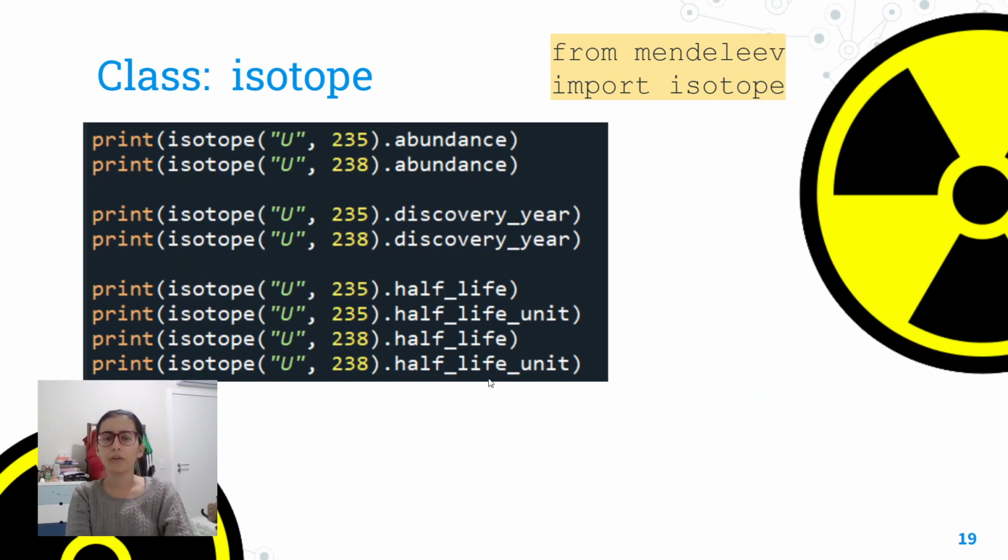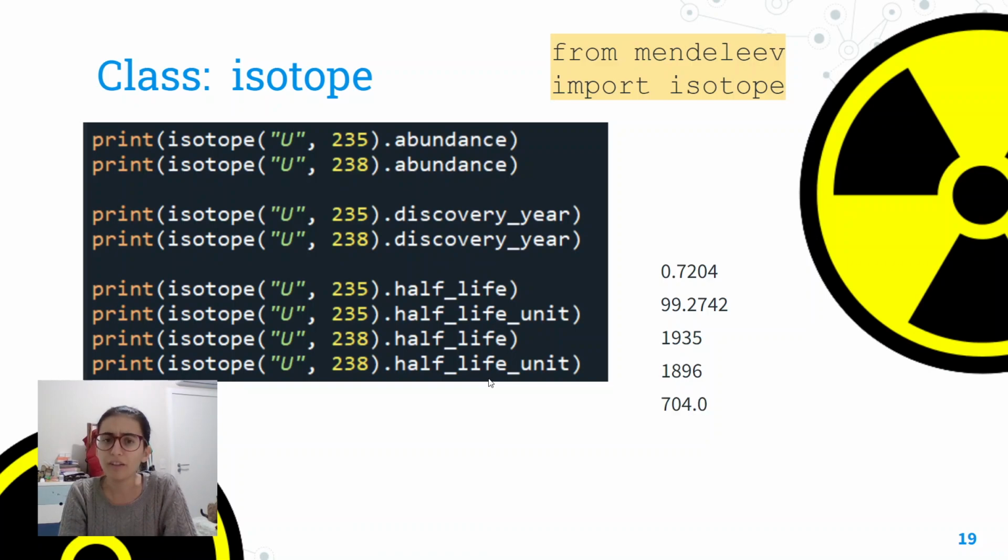So you can also see more data of the isotopes. You have to write the element and the mass, so you have to search for the isotope. You can use it in the old code. And I wrote the abundance, that is 0.72 for the radioactive one and 99 for the regular one. Also the discovery year of both of them.